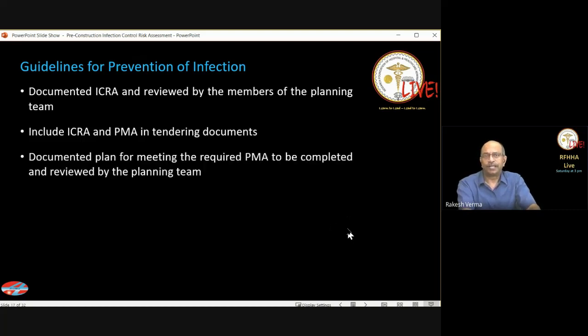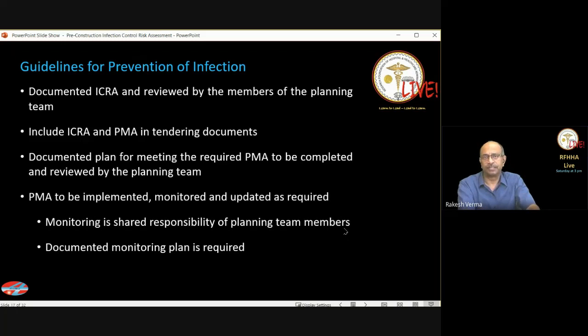A documented plan for meeting the required preventive measures analysis is to be completed and reviewed by the planning team. It is the same as the risk assessment. It must be done prior to the start of work. And the preventive measures analysis has to be implemented and monitored. Now the planning team members will monitor it, and a documented monitoring plan is required.